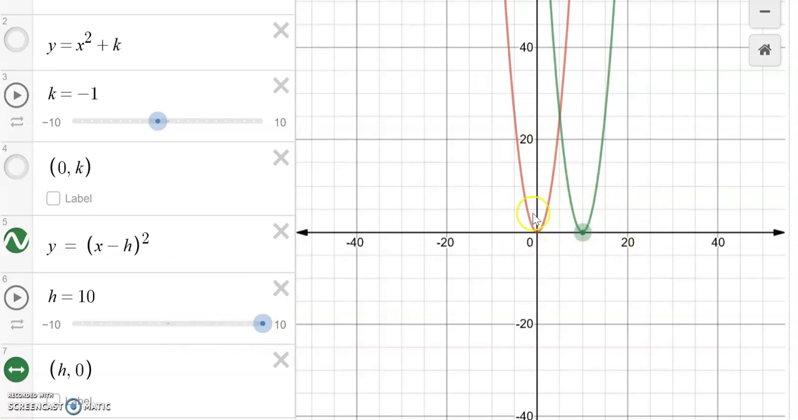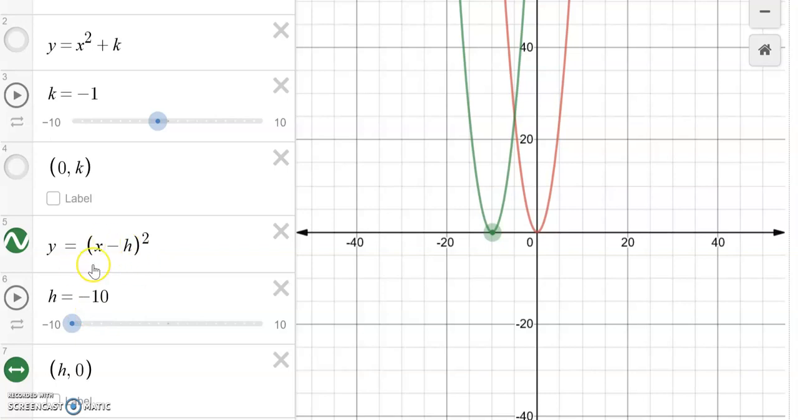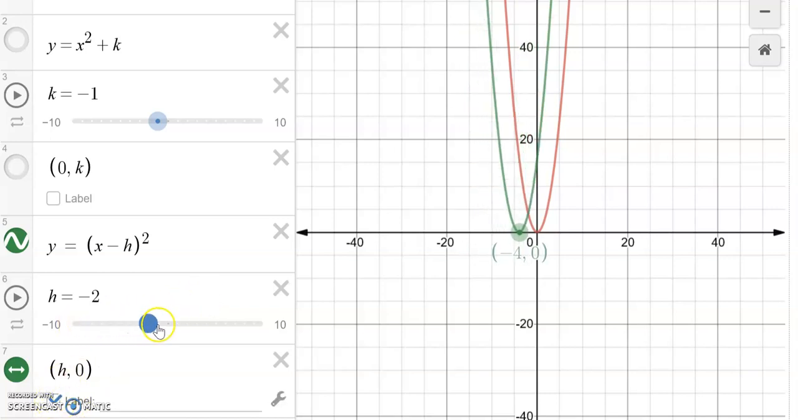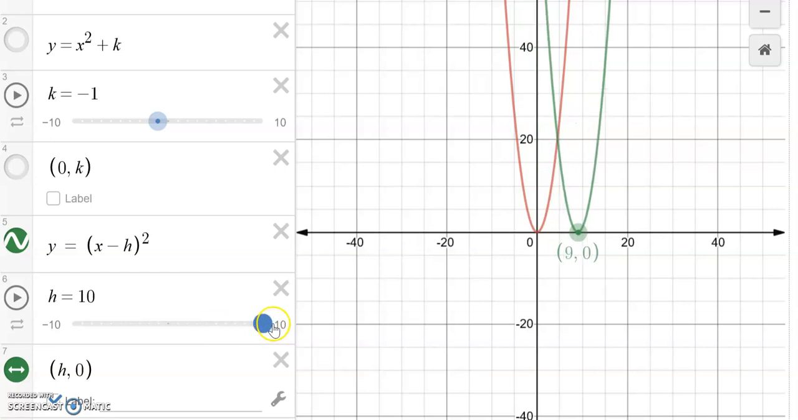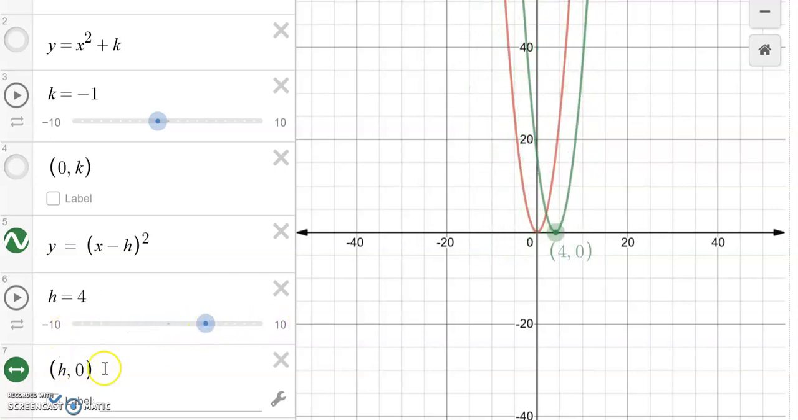And here you can see that those two graphs are exactly the same, except one has been slid to the right. As I go back to 0, it gets closer, and then as I go negative, it goes to the left. And that gives us our horizontal shifts. We also look at our vertex again, and the vertex of these match up with the h value from our equation.